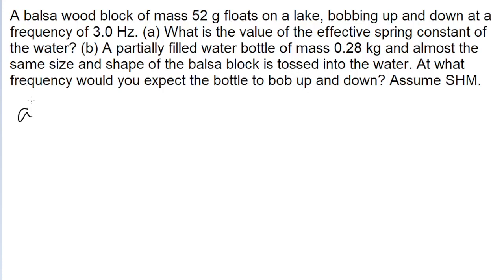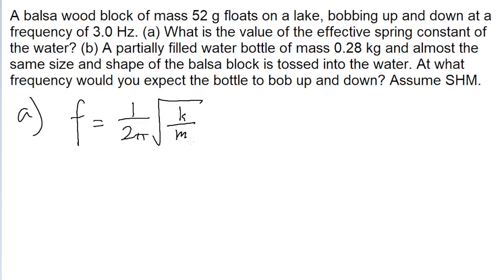The first part of this problem asks us to find the effective spring constant of the water. Now we have a few different formulas for spring constant, but based on the variables we're given here, it makes the most sense to use the one that relates spring constant to frequency. So recall that frequency of an oscillation, because we are given the frequency, is equal to 1 divided by 2 pi multiplied by the square root of the spring constant divided by the mass.